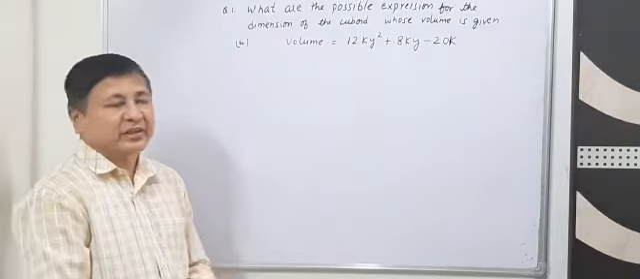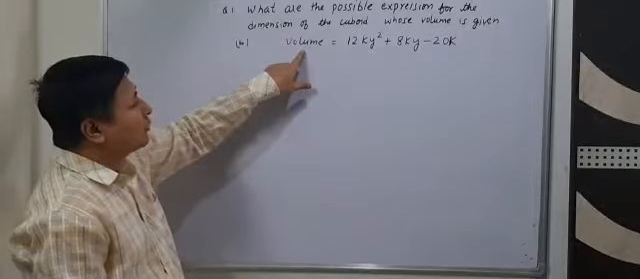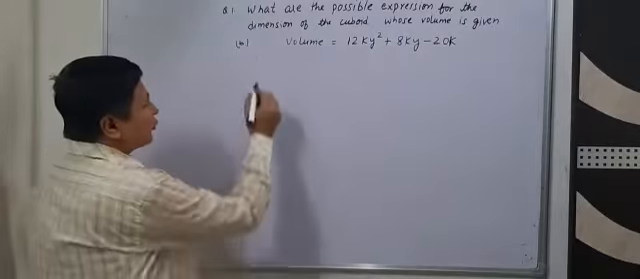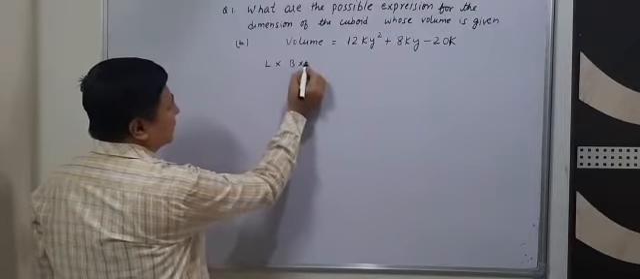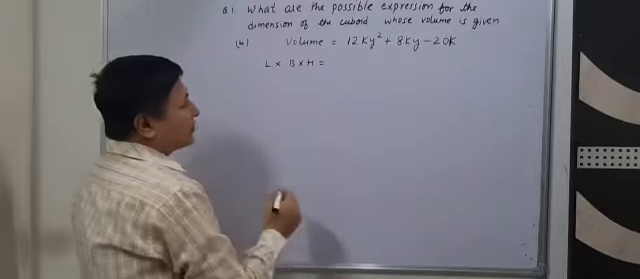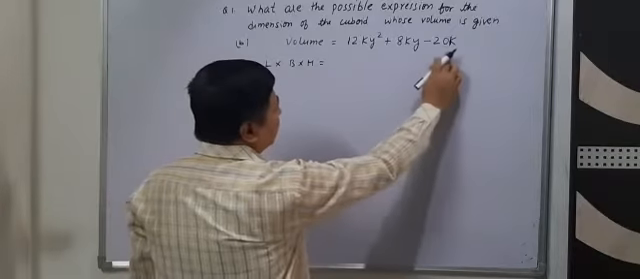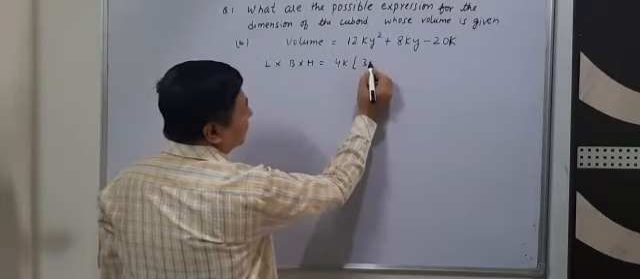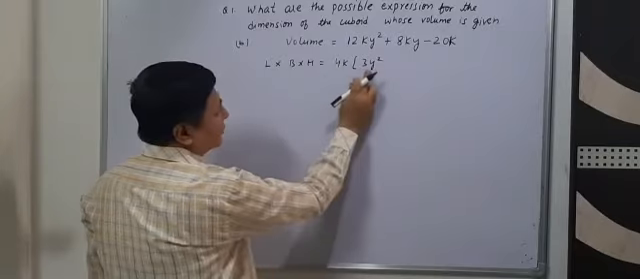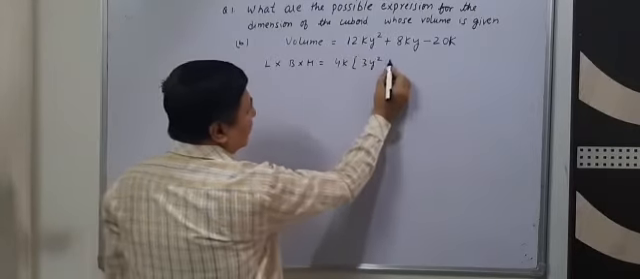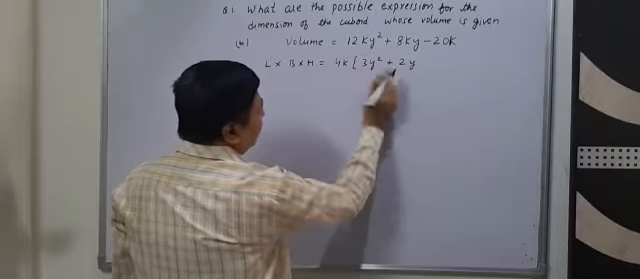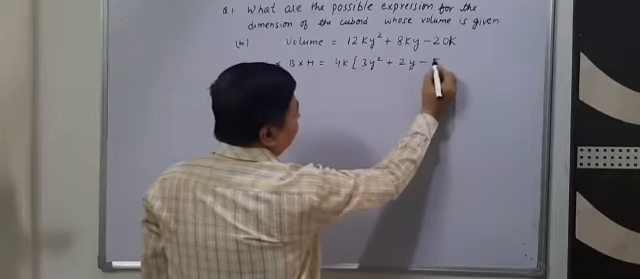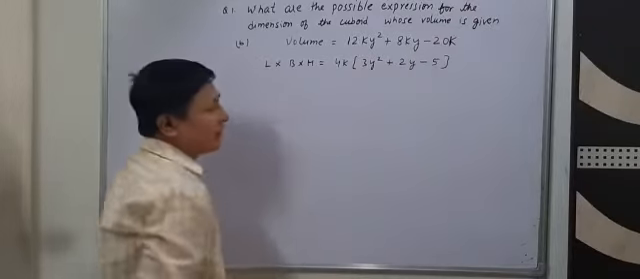Now let us take another example. In this it is given that the volume of the cuboid is 12k y square plus 8k y minus 20k, and the volume of a cuboid is given by the formula L into B into H. Now in this we have 4k common. 4k into 3y square makes 12k y square. Here it is 2y: 4k into 2y makes 8ky. And here 5: 4k into minus 5 is minus 20k.